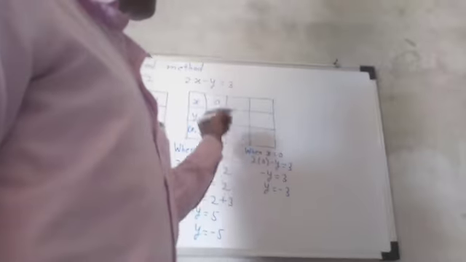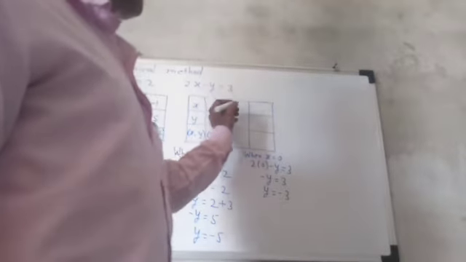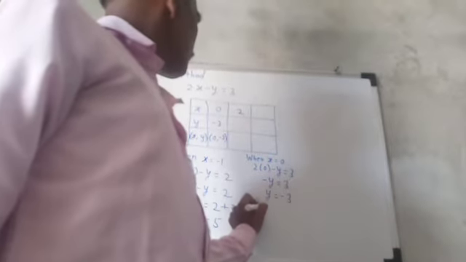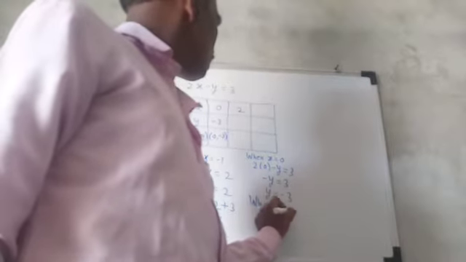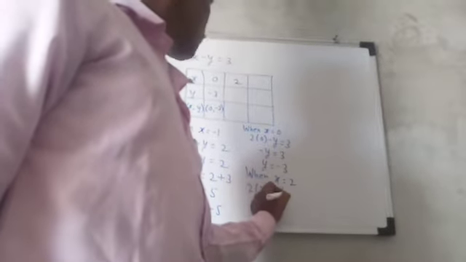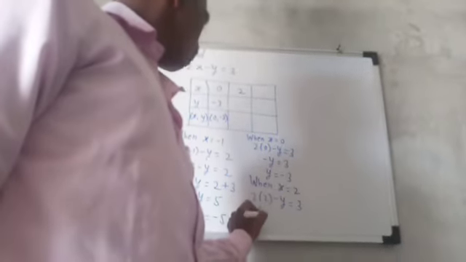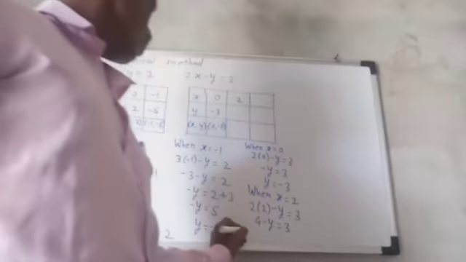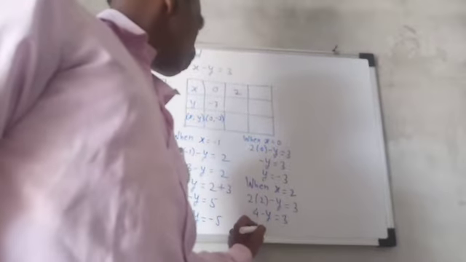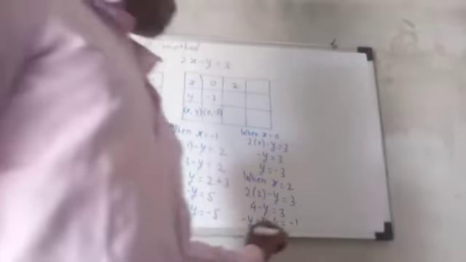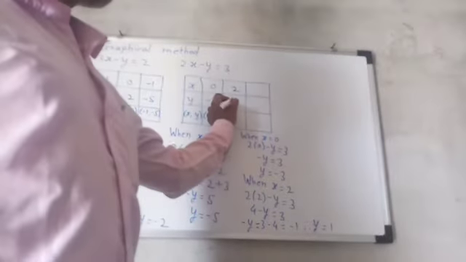Secondly, x is equal to 2. When x is equal to 2, 2 into 2 minus y is equal to 3. 2 2s are 4 minus y is equal to 3. Minus y is equal to 3 minus 4, 3 minus 4 is minus 1. Therefore, y is equal to 1. Second point 2, 1.